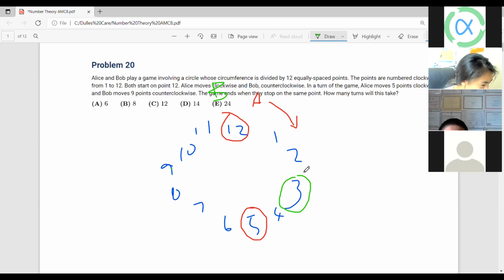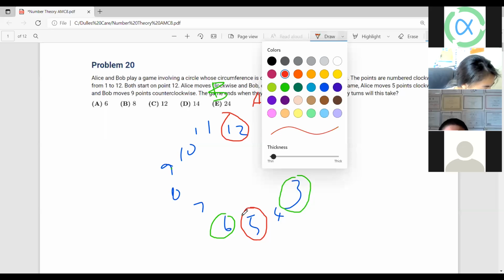So we could do this another time. Bob goes 3 to 2 to 1 to 12 to 11 to 10 to 9 to 8, and then all the way to 6. And then Alice, on the other hand, moves from 5, 6, 7, 8, 9, 10, basically.